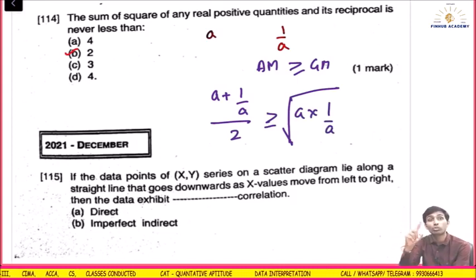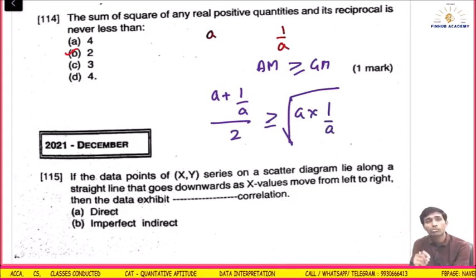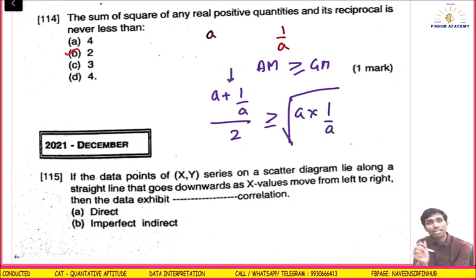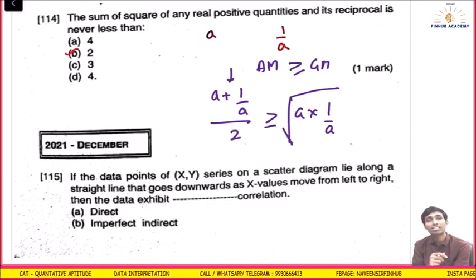So here it is 1 by 2. Two elements are there, two data points are there. So it is 1 by 2. Understand? Here I have taken the arithmetic mean, A plus 1 by A upon 2. And on the other side, I have taken under root A into 1 by A. So they have extended this question.